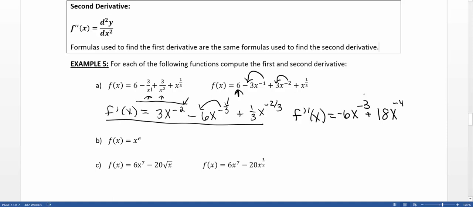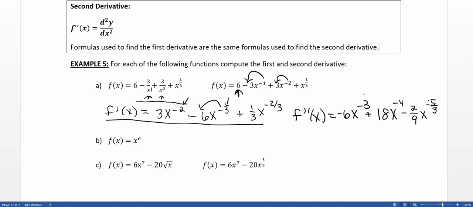And then here, I'm going to have a minus 2/3 times a positive 1/3. So that's going to give me minus 2/9 x. So 2/3 times 1/3 gives me the 2/9. You multiply the numerators and the denominators. And then negative 2/3 minus 1 is going to give me negative 5/3. So we use the same process on the first derivative to get the second derivative. Let's try it for the other examples.